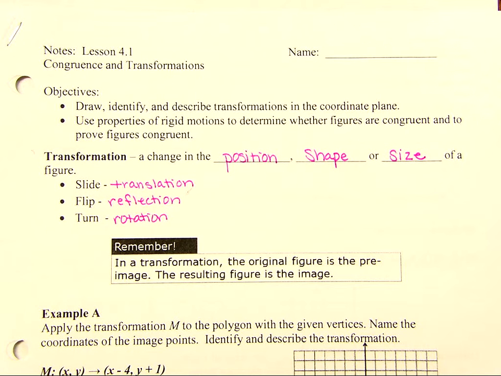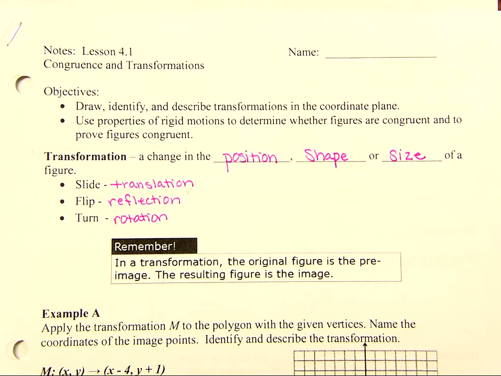In lesson 4.1, we're going to be talking about congruence and transformations. We touched lightly on transformations in chapter 1, and in lesson 4.1, we're going to expand on that. So we had discussed previously that when something undergoes a transformation, it undergoes a change. It could be a change in the position, the shape, or the size of a figure.